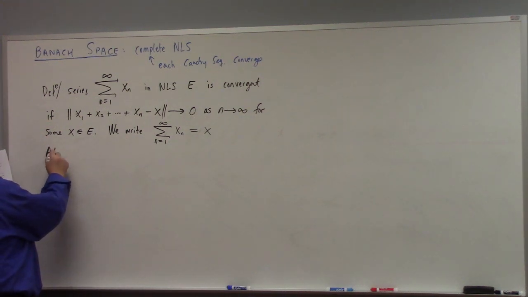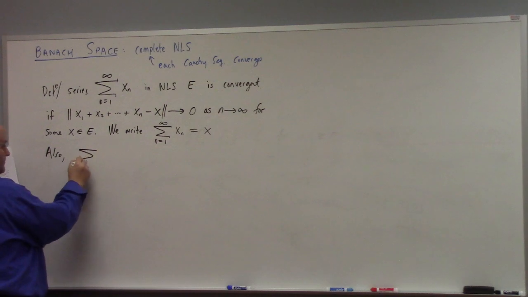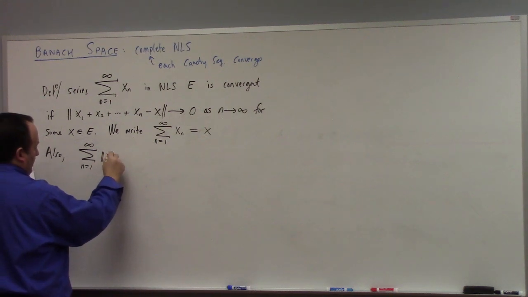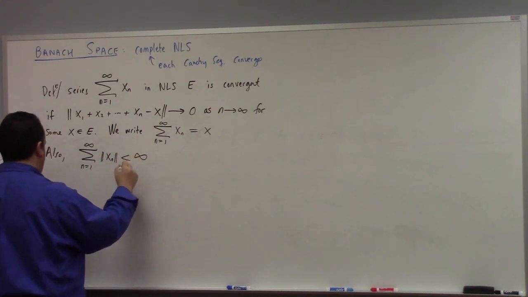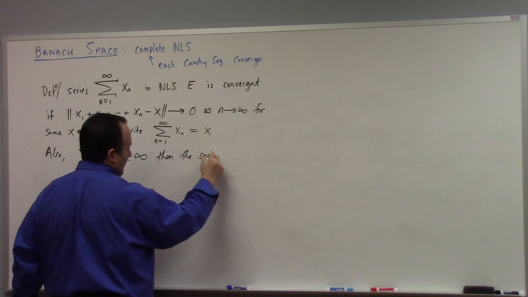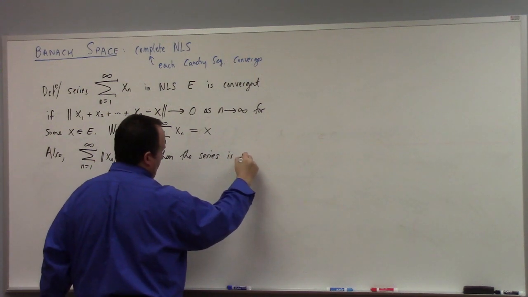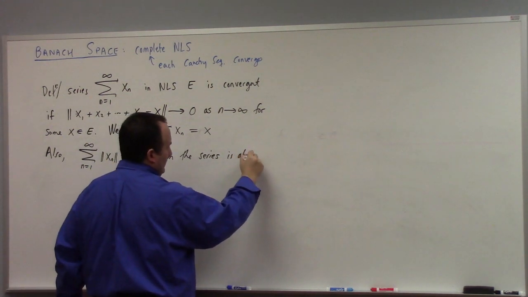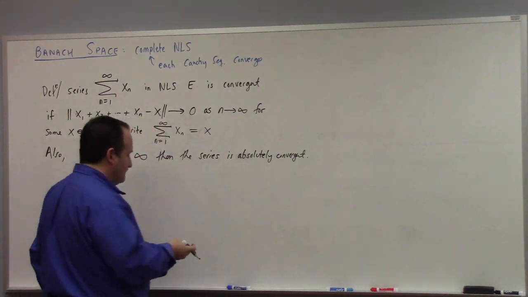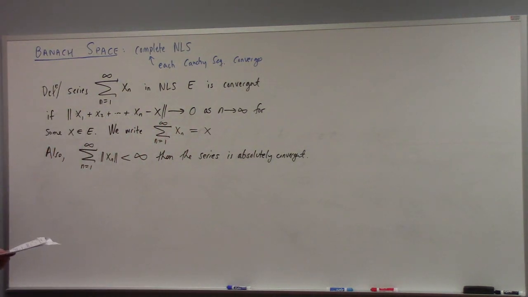So also, if you have the sum n equals 1 to infinity of the norm of xn is less than infinity, then the series is called what? Yep, same here, absolutely convergent. So same terminology. As he points out, in general, an absolutely convergent series need not converge, as can be seen from example 1.43.